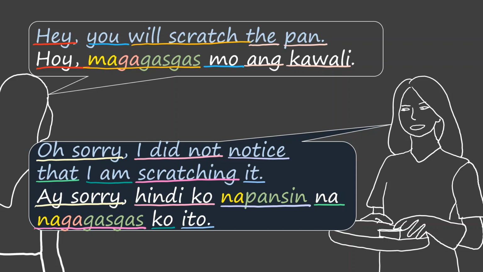I am is not a direct translation to ko. Ko is me. Again, like in the previous examples, we use ko because the Filipino version reads like scratching me, it. And so, nagagasgas ko ito. Again, we use verbs here, magagasgas, napansin, and nagagasgas, all using ma or na as a prefix because these are unintentional actions.